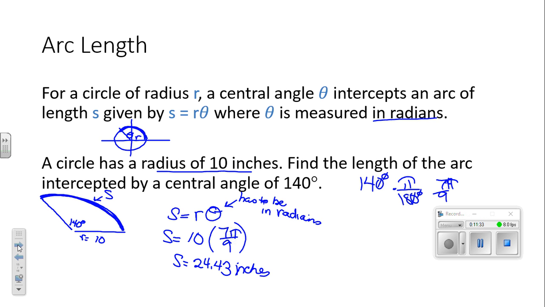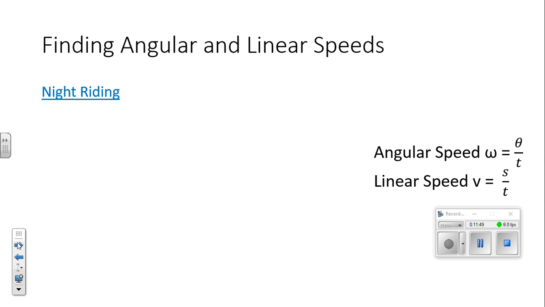Okay. So far so good? All right. So that's arc length. That's how much is the outer edge of that particular angle with that particular radius of a circle. Okay, now, angular and linear speeds.